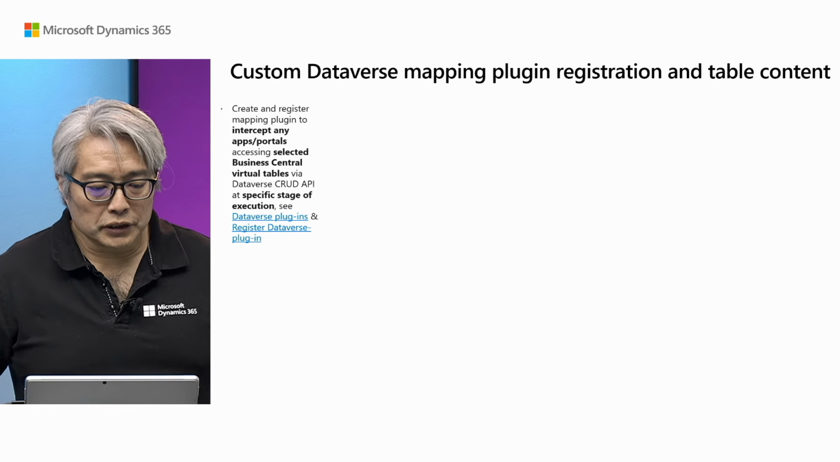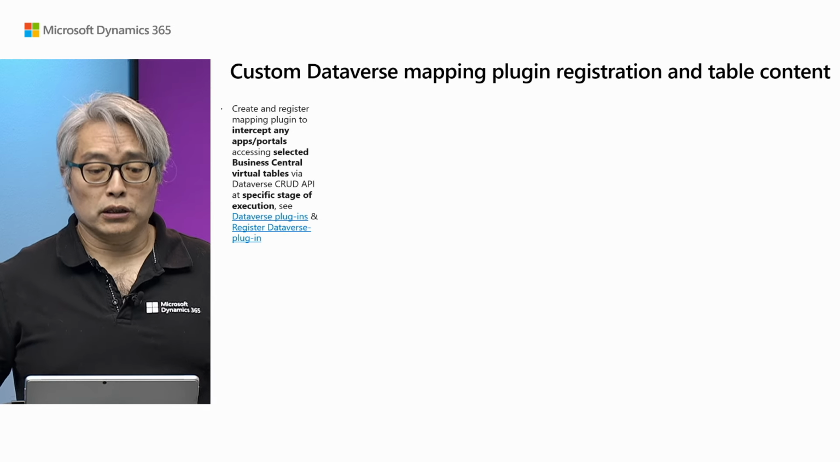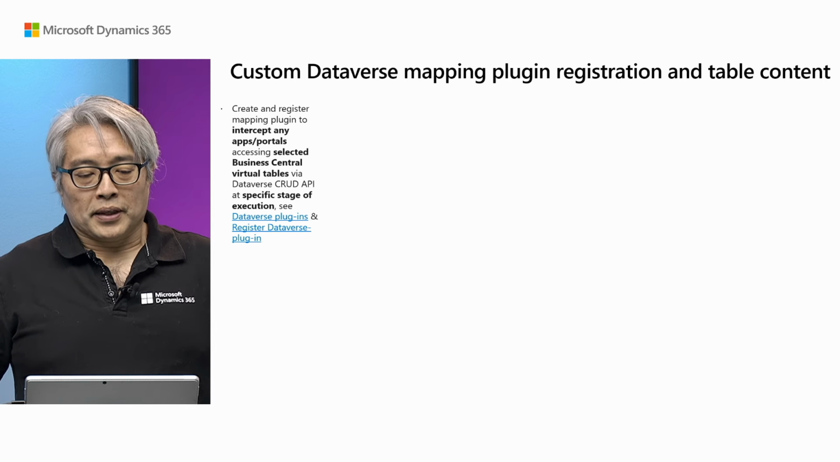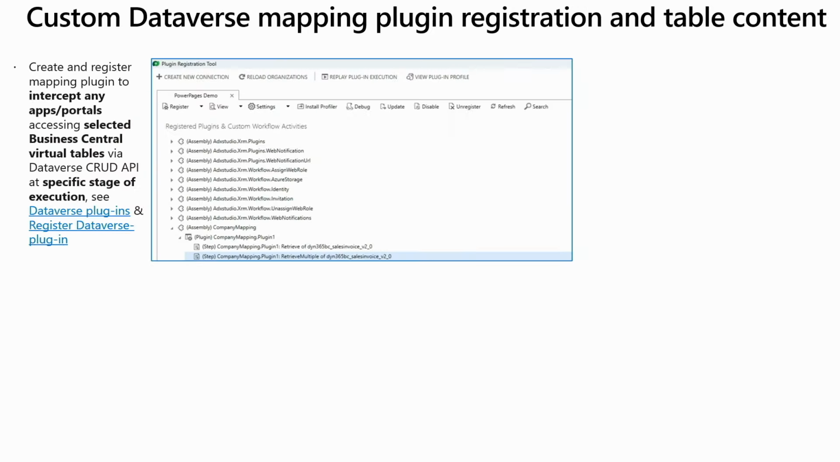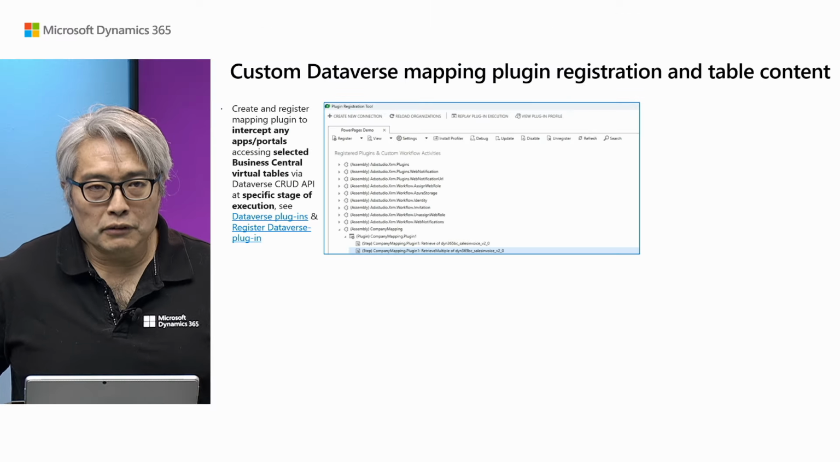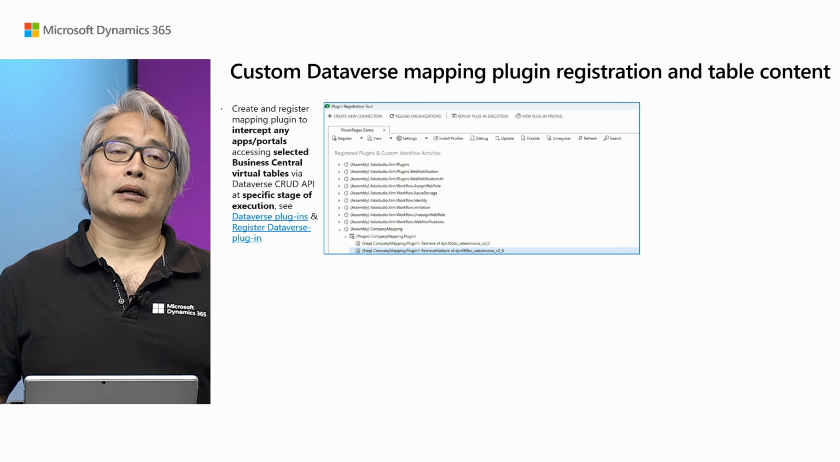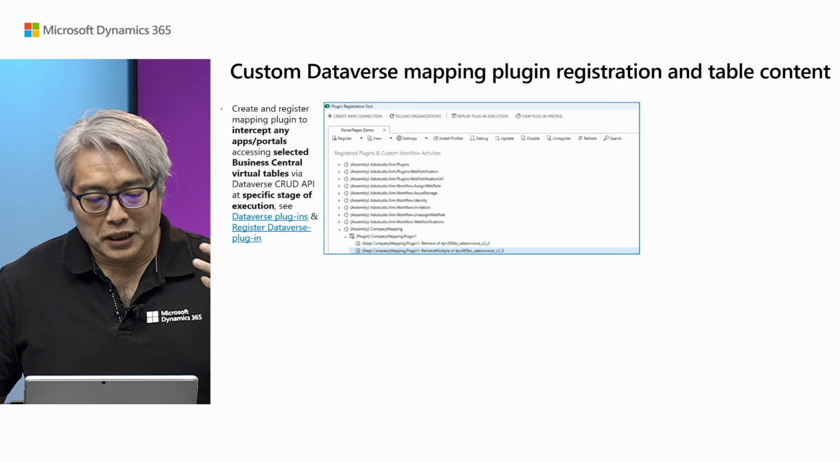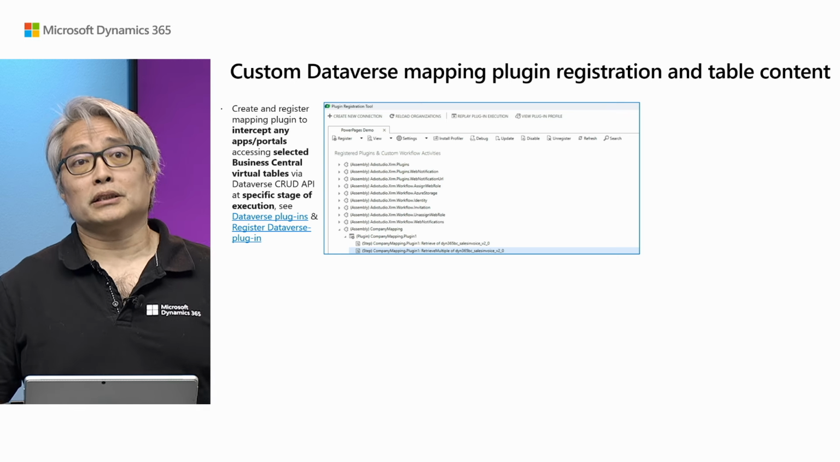How do you create and register the plugin and fill the mapping table content? There is documentation in Dataverse on plugins and registering Dataverse plugins. In that documentation, you can use the plugin registration tool to submit a step where your plugin, in my example the company mapping plugin, will trigger whenever Dataverse retrieve or retrieve multiple requests are used to access a sales invoice Business Central virtual table.